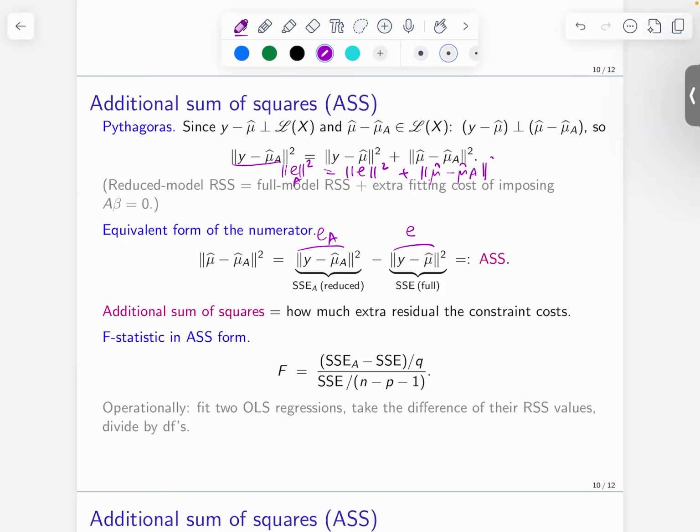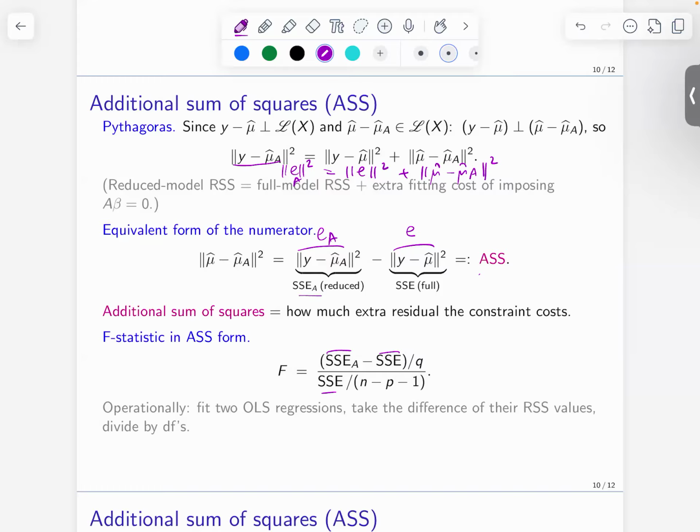Because I can write this, this is called the additional sum of squares. I can write it as the SSE of the reduced model. Let's call it SSE of A, let's say. And then minus the SSE of the full model, which is just the SSE, divided by Q. And the denominator, if you remember, is just the norm of E squared. So this is the SSE of the full model. So this is a very compact way of writing the same statistic in terms of the residual sum of squares.